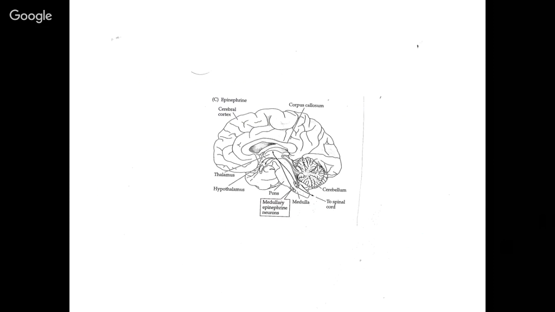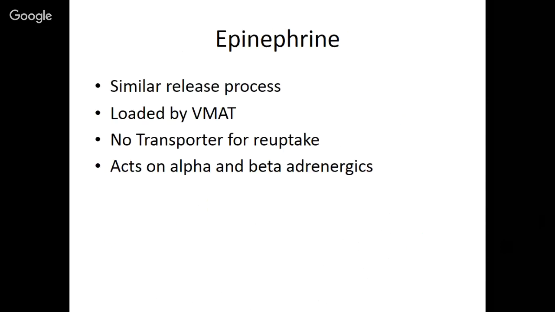This is epinephrine itself. It's loaded into vesicles by the vesicular monoamine transporter, which is different from the other one with the incorrect acronym. There's no transporter for reuptake though. So it's loaded, but we don't really take it back up. I think it sort of diffuses and maybe degrades. It acts on alpha and beta adrenergics. And this is the epinephrine that you think of when you get a fight or flight mechanism. It comes from a lot of places in the body, and it's from the sympathetic nervous system.